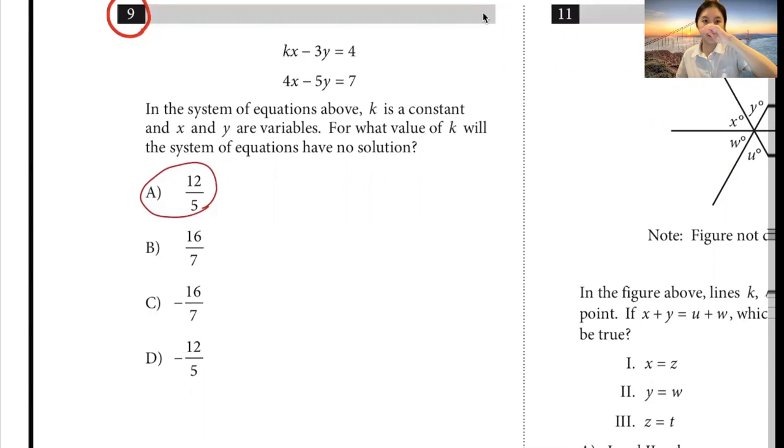In this video, I'll be going over practice test 3, no calculator section, question 9. So let's get started. This is a system of equations question, so note that down somewhere. In the system of equations above, k is a constant and x and y are variables. For what value of k will the system of equations have no solution?